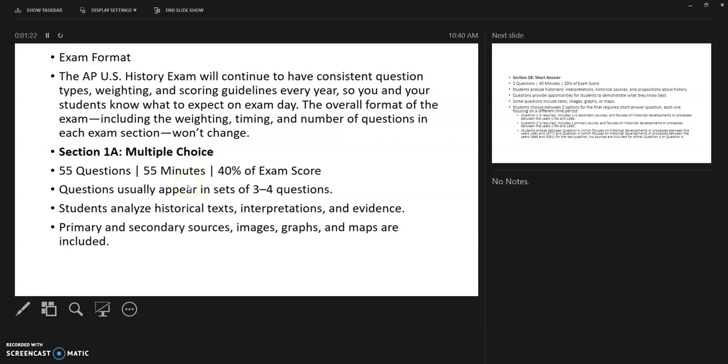Now, it's stimulus-based questions that you're going to be answering, which means there's going to be charts, graphs, images, and maps that you're going to have to answer questions on. Okay, you're going to really have to know how to analyze primary and secondary sources this year, not just with the multiple choice section, but with the DBQ. Now, that's a skill we're really going to be working on, okay?